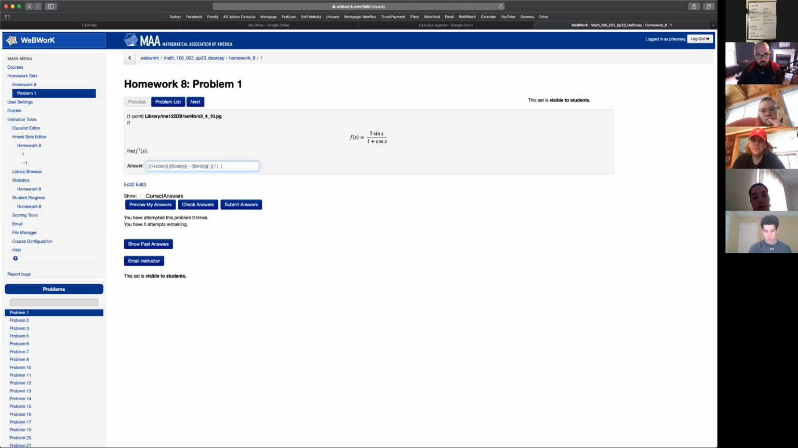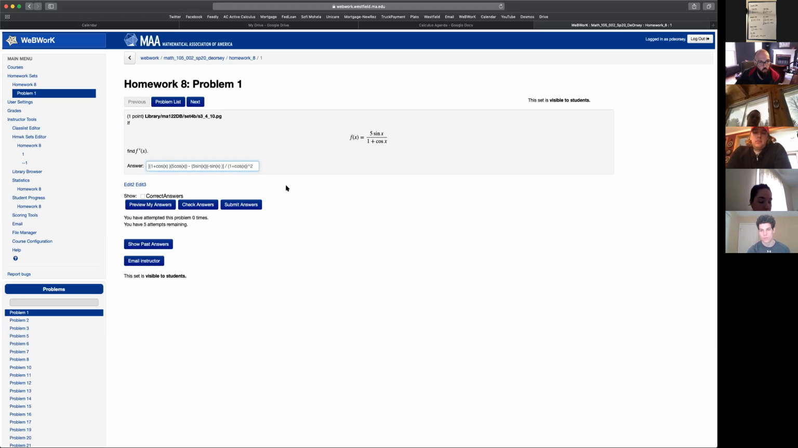And then the derivative of my denominator is going to be negative sine x. So the derivative of 1 becomes 0. Cosine becomes negative sine. And then I'm going to have my denominator, right, 1 plus cosine x. And then all of that I want to be squared.